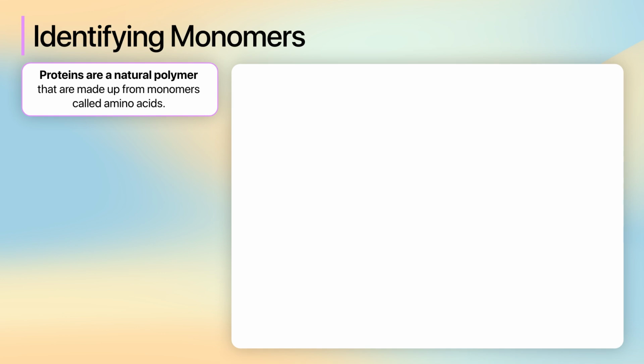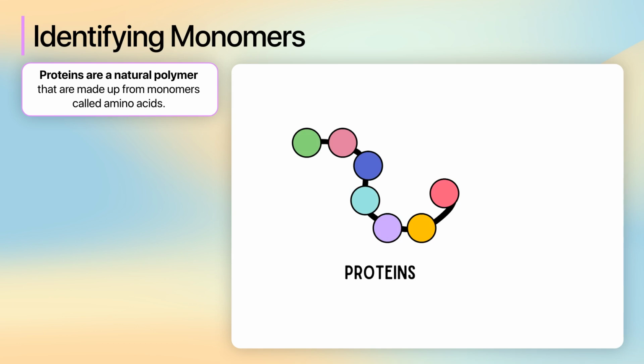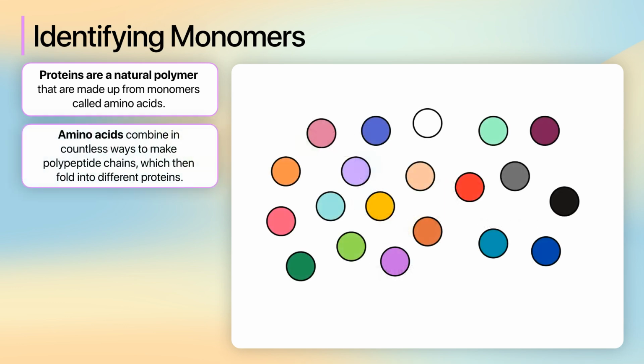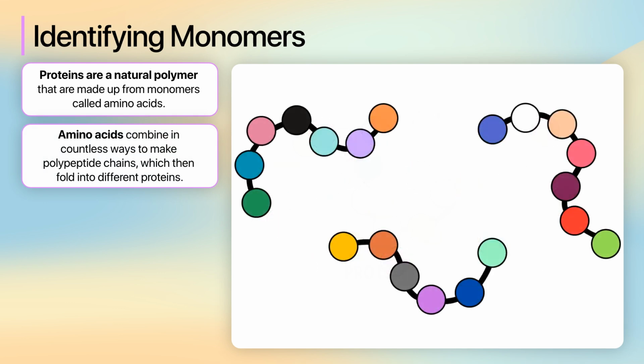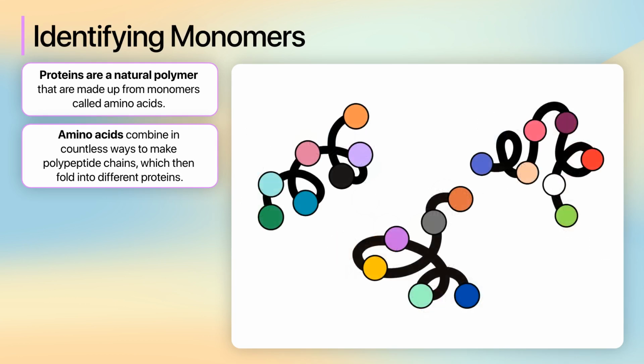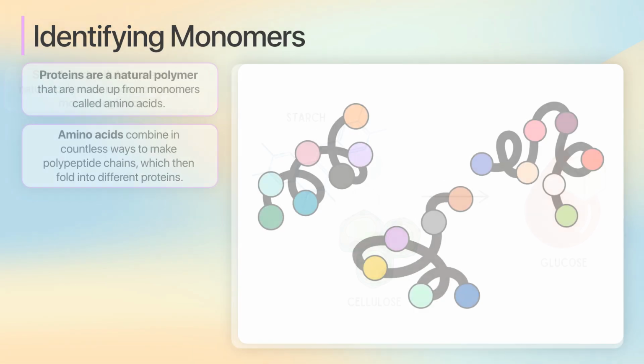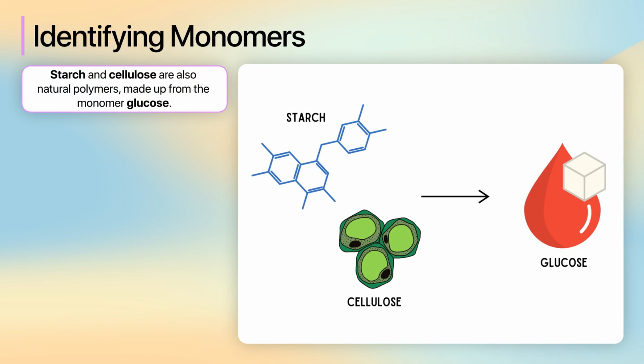We've already examined proteins in the previous lesson, but let's recap them briefly. Proteins are another type of natural polymer, and they are made from monomers called amino acids. There are 20 different amino acids which can combine in countless ways to make a variety of proteins with unique functions. Think of it as making a chain of beads. The beads are amino acids, and they form polypeptide chains. The chains then fold into complex shapes, which determine the protein's function, such as speeding up reactions or providing structural support.